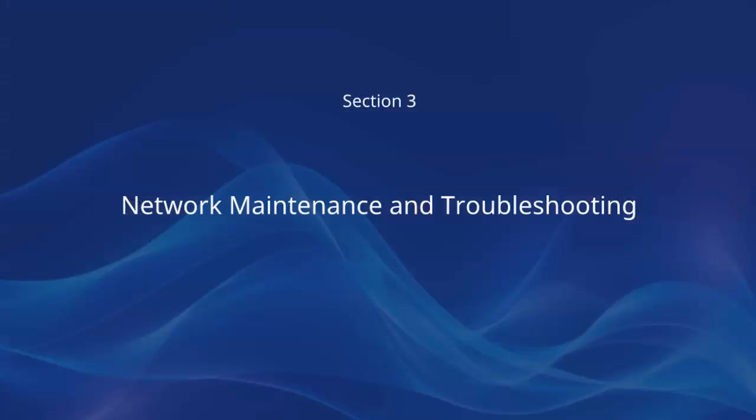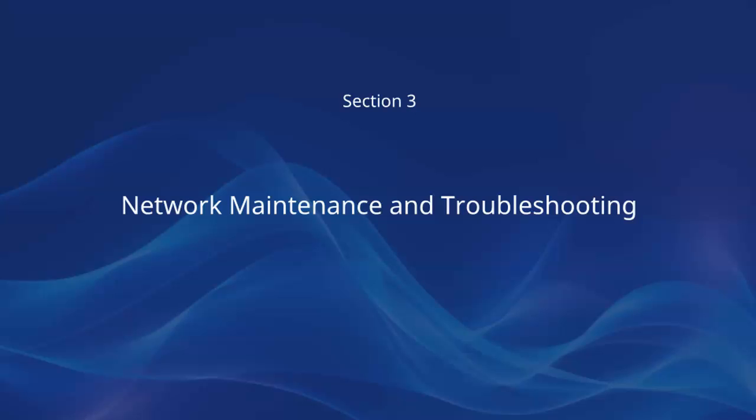Network maintenance and troubleshooting are essential best practices to ensure computer networks' reliability, performance, and security. Maintenance involves regular tasks such as updating firmware, monitoring network performance, and managing network configurations to prevent issues and optimize performance. Troubleshooting, on the other hand, involves diagnosing and resolving network problems when they occur, such as connectivity issues, slow network speeds, or security breaches.